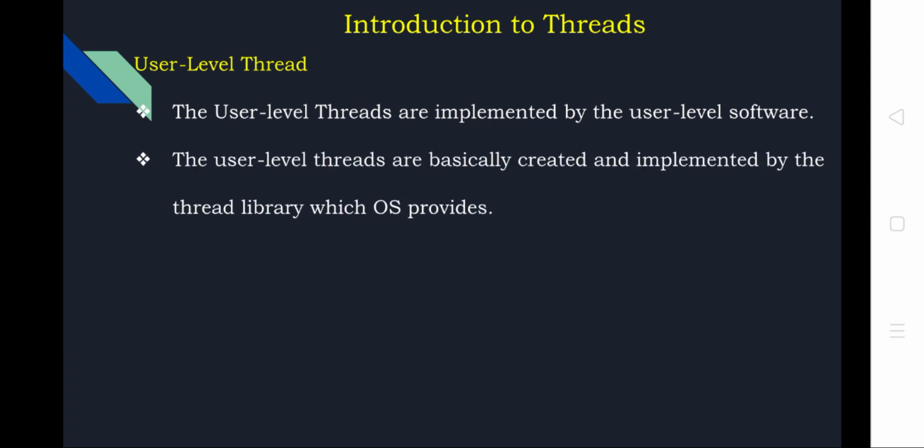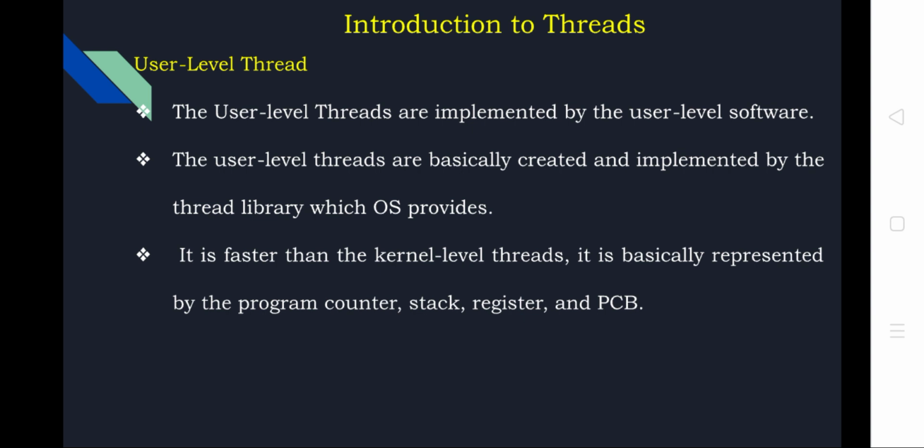The user level threads are basically created and implemented by the thread libraries which the OS provides. So the operating system has some libraries, that is, built-in functions. Those built-in functions will help us to create the different types of threads. That is the user level thread. And it is faster than kernel level threads. It is basically represented by the program counter, stack, register and PCB.